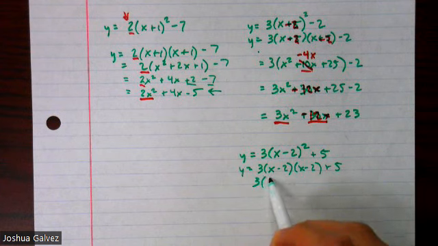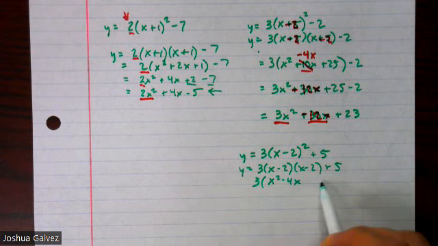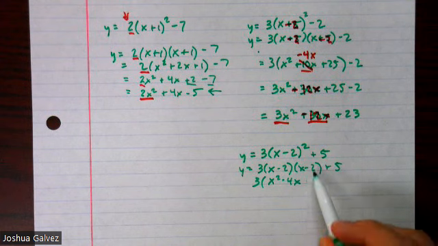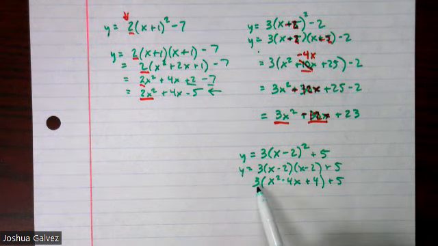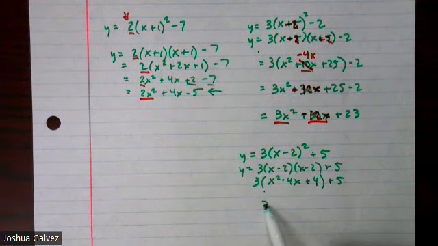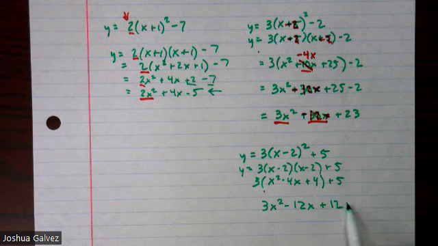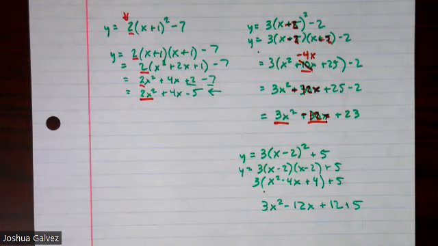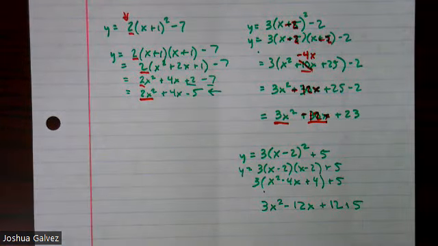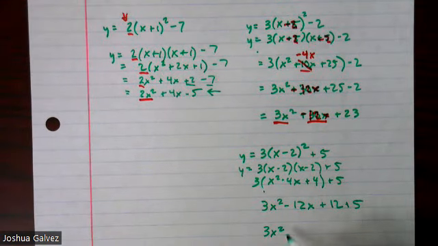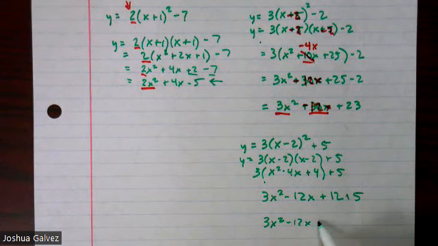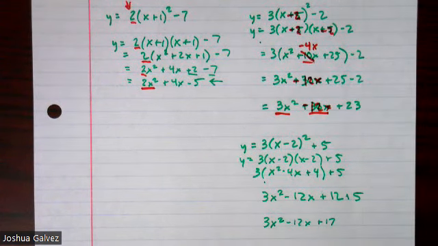This gives us 3 times x squared minus 4x. There's that minus 4x that we knew we wanted. Plus 4 plus 5. Or we're going to distribute this. So 3x squared minus 12x plus 12 plus 5. Okay. Put together the 12 and the 5. You get 3x squared minus 12x plus 17.